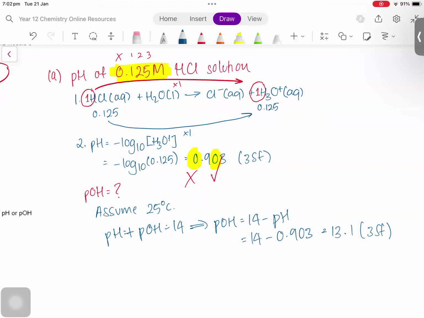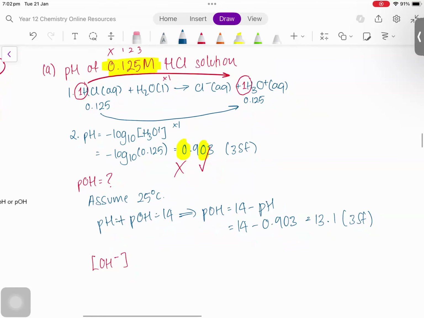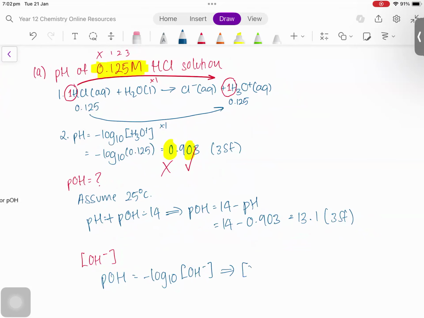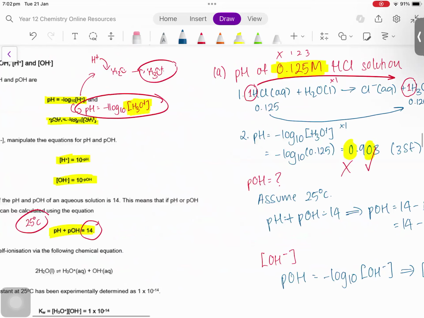Okay. And then let's keep on going. Let's say they asked you for OH minus. You've got pOH now. They ask you for the OH minus concentration. So pH is negative log base 10 of H plus. pOH is negative log base 10 of OH minus. Josie, if I rearrange this equation, what do I get for OH minus? I gave you the equation earlier. What was OH minus?